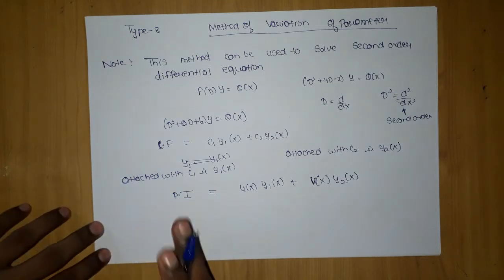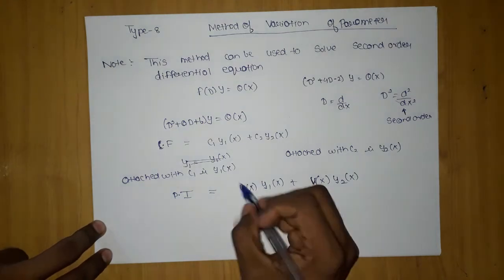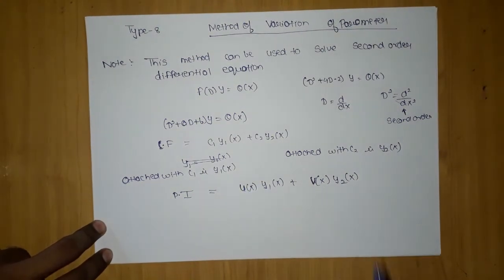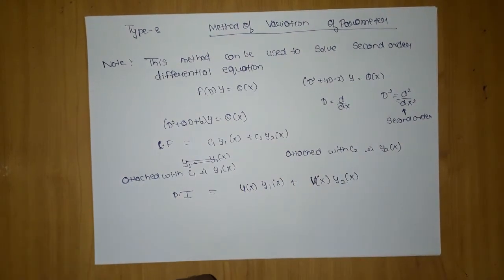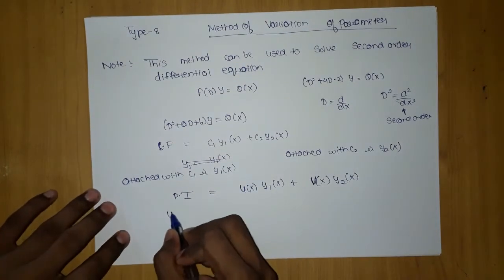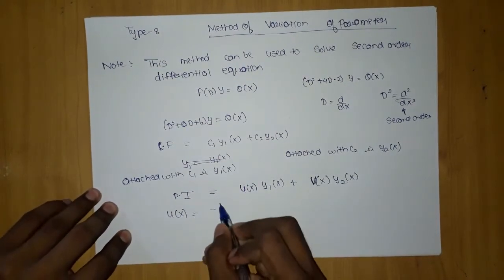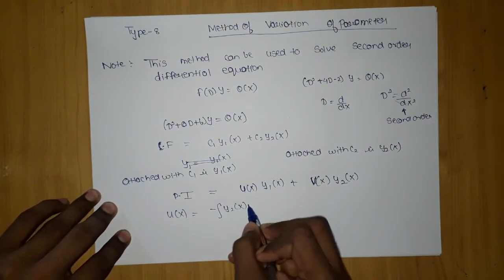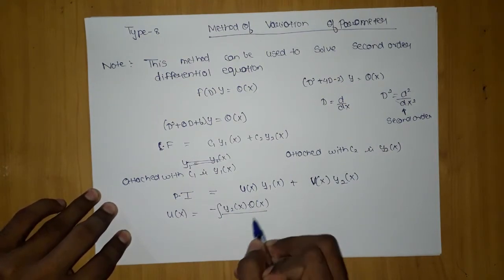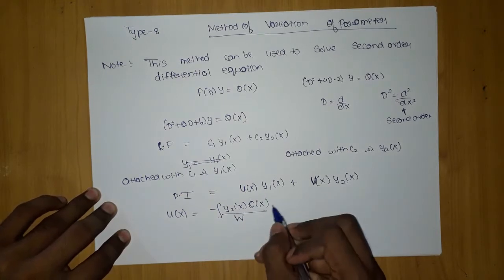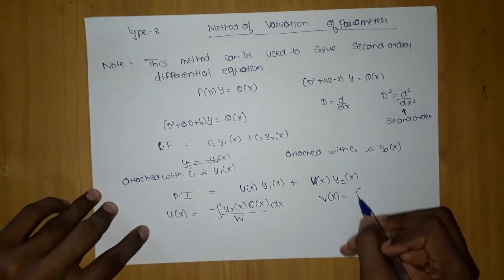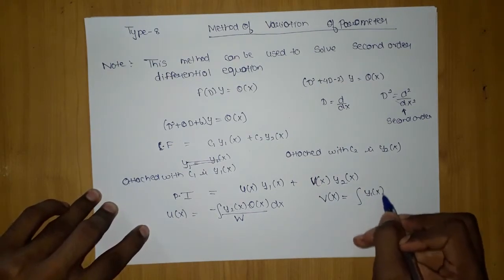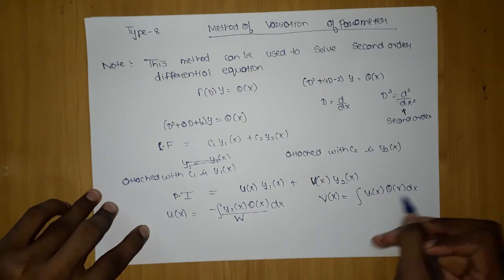We just want to let you know that the particular integral structure will be u of x into y1 of x plus v of x into y2 of x. Now you will ask me what u of x and v of x are, and how you will get them. So there is a formula. U of x is given by minus integral of y2 of x into q of x, the whole by w, into dx, while v of x is given by integral of y1 of x into q of x dx by w.